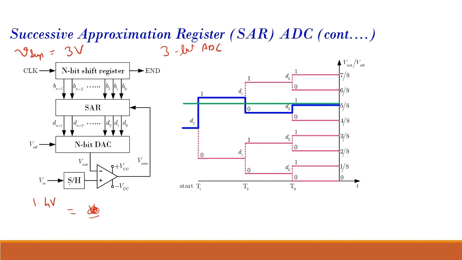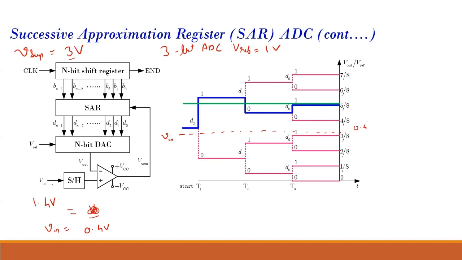Let us assume this is V output by V reference. V reference is the supply. Just for simplicity, let us put V reference supply as 1 volt. And the input signal which I apply, assume it to be 0.4 volt. If it is 0.4 volt, it will be around this range, around here. So this is my input signal.